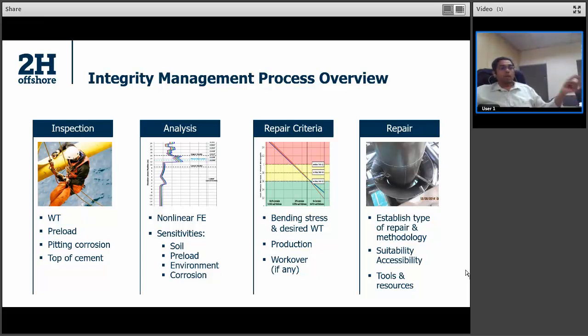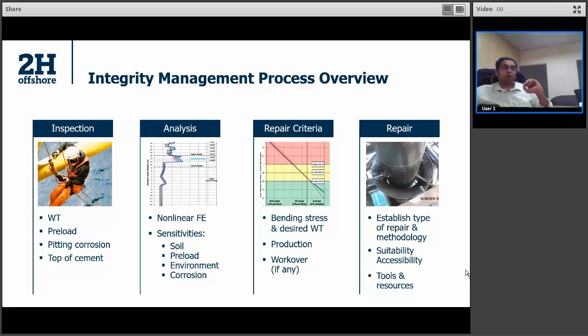And along with it, you also will have to get the as-is conditions with respect to the site-specific soil data, site-specific metocean data, the actual preload that these particular conductors are being installed in, and the corrosion levels in these conductor systems captured in the analysis. So once we get this nonlinear finite element analysis model captured and updated, we proceed on to obtaining what level of bending stresses these particular conductor systems are going through.